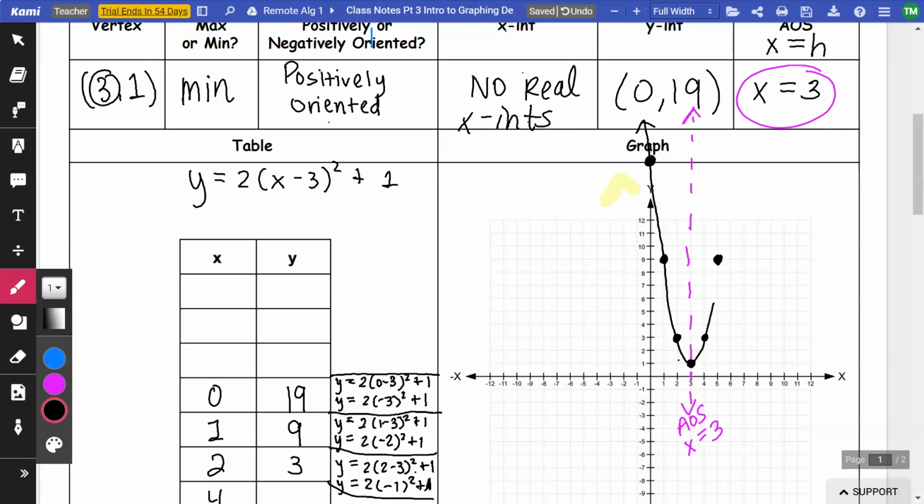And then we know our parabola is going to keep going up in that direction. And we have a pretty good idea of what this parabola looks like. This is a decent graph, and that's all we have to do to get it graphed.